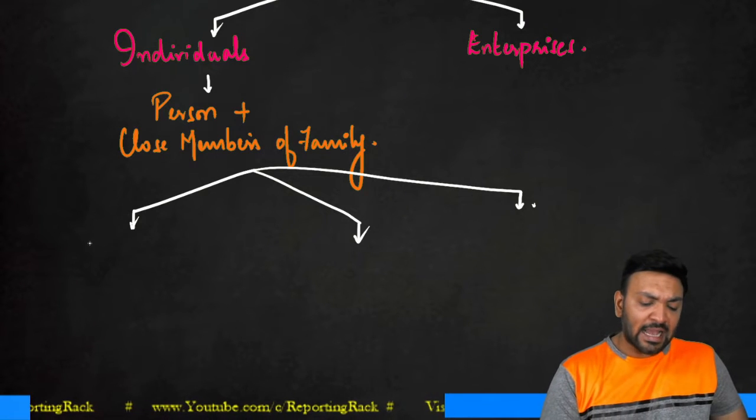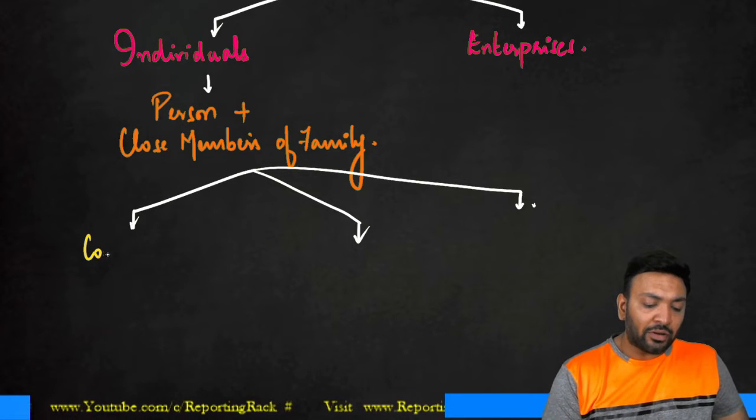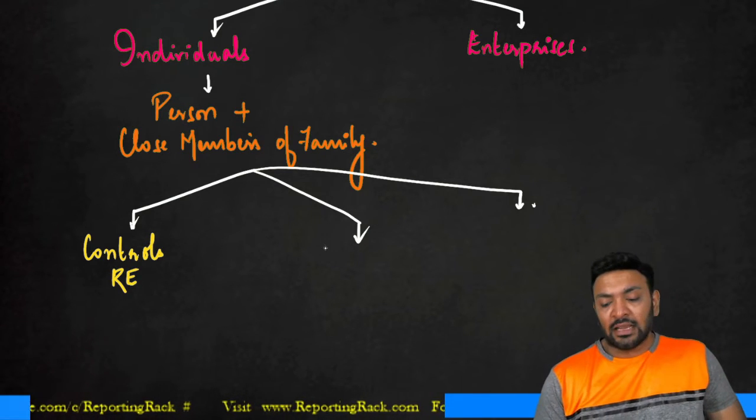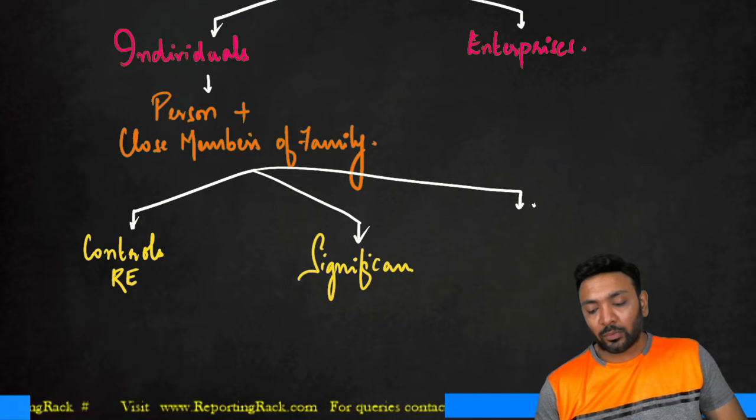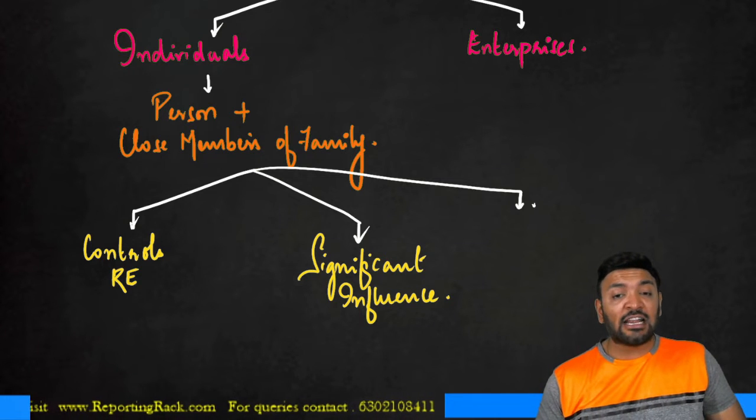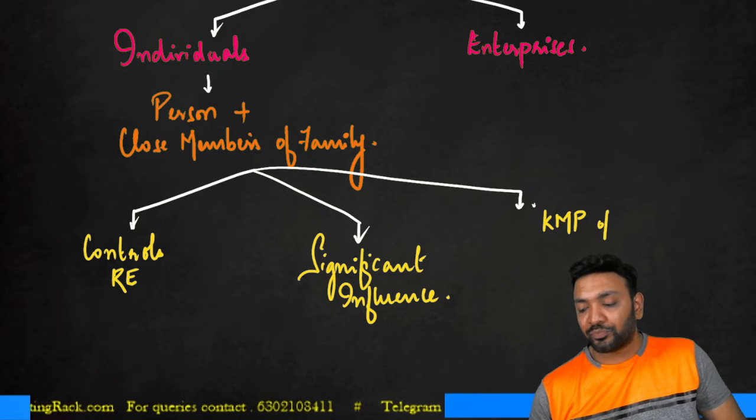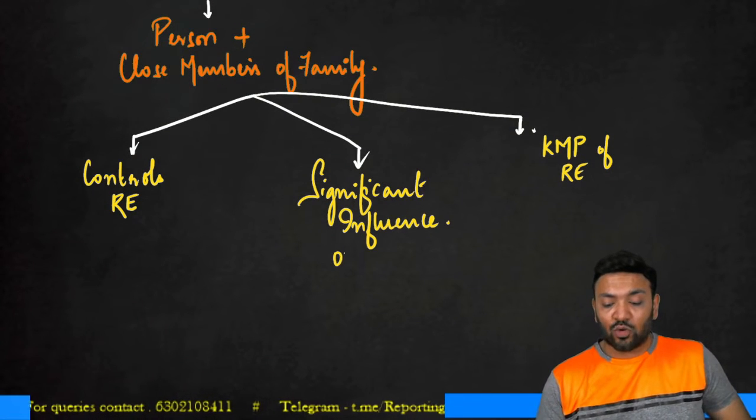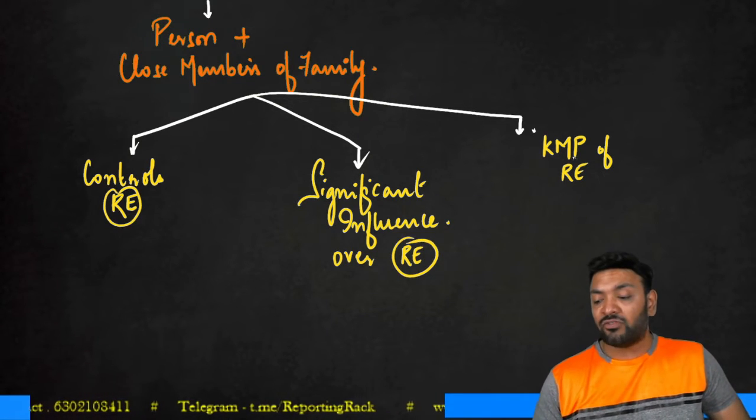First one, he controls the reporting enterprise. He has a significant influence over the reporting enterprise. And finally, the last one is where he is a KMP of reporting enterprise. He has a significant influence over reporting enterprise, or he has a control over the reporting enterprise, or he is a KMP of the reporting enterprise.